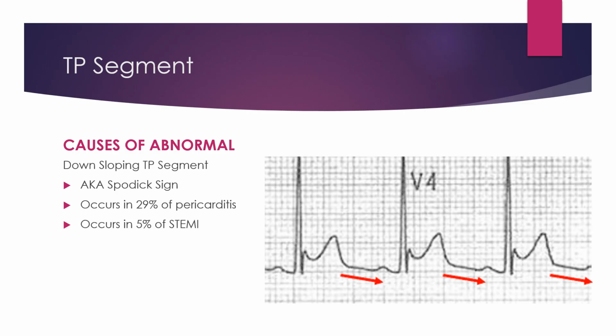Some things that would make it abnormal. I just thought this was cool. I don't think you're going to see it in any lecture anywhere, but a downsloping TP segment, right? As you guys can see here, it's like this. This is called Spodick sign, and it is found in almost a third of patients that have pericarditis, and in 5% of patients having an MI. So that is where you would see that the most.